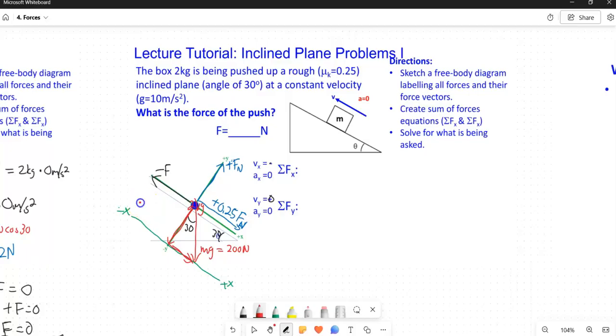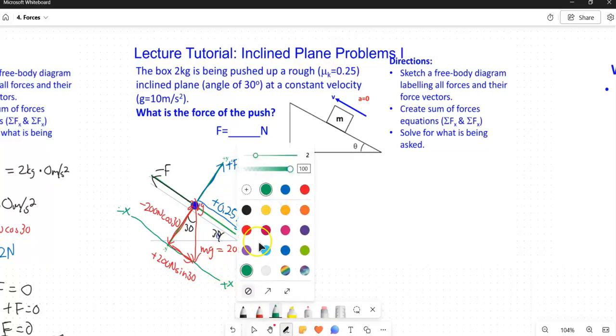So now this is going to be a negative 200 newtons, our weight vector, cosine of 30 degrees. And this is pointing to the right, so that's going to be a positive 200 newtons, sine of 30 degrees. Okay? And then from here, we've seen it before, just like we did before.